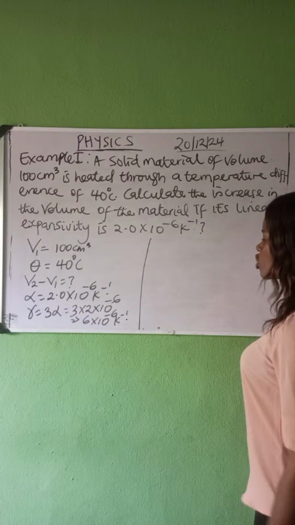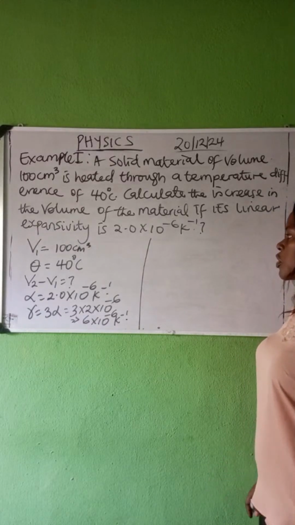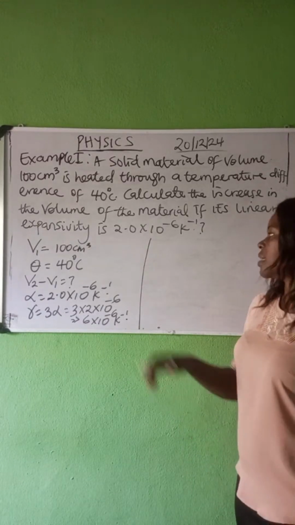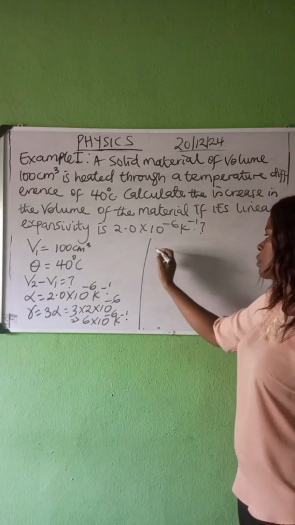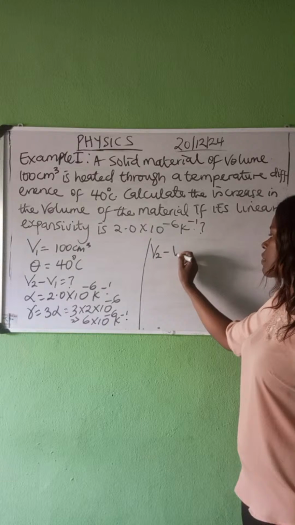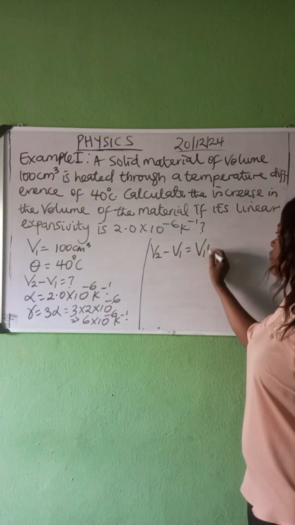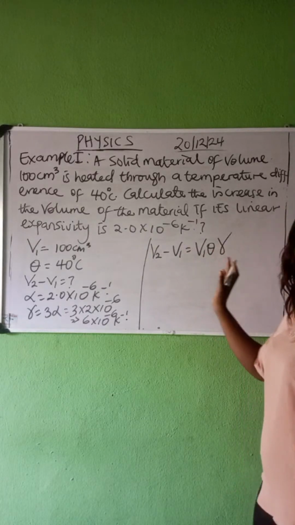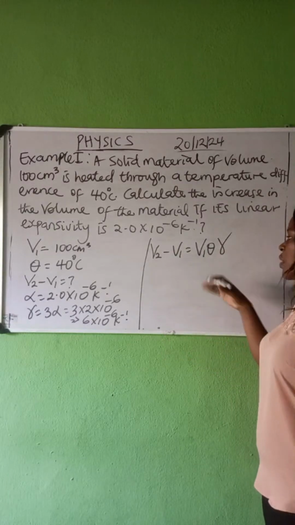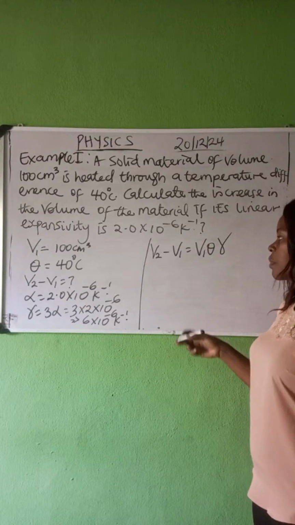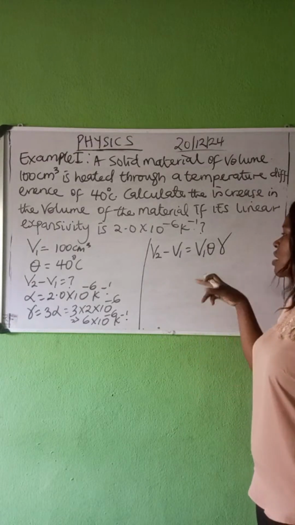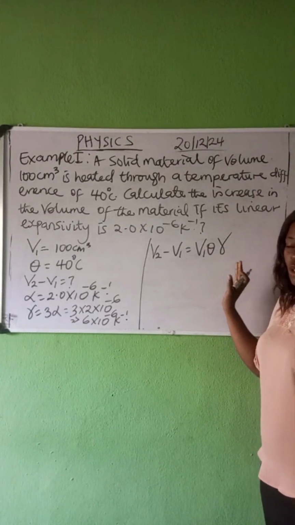Now, for us to solve, we are going to remember our formula. For the increase in the volume, V2 minus V1 is equal to V1 theta gamma. It's as simple as that. You can still use the other method of finding the new volume, then subtract from the original volume. It will still give you the same answer as using this one straight.